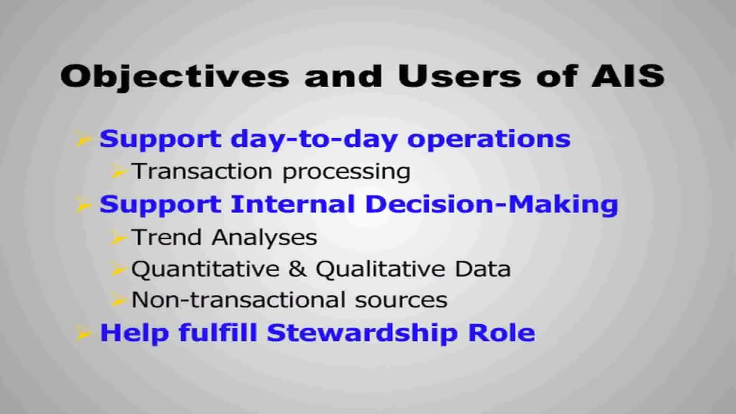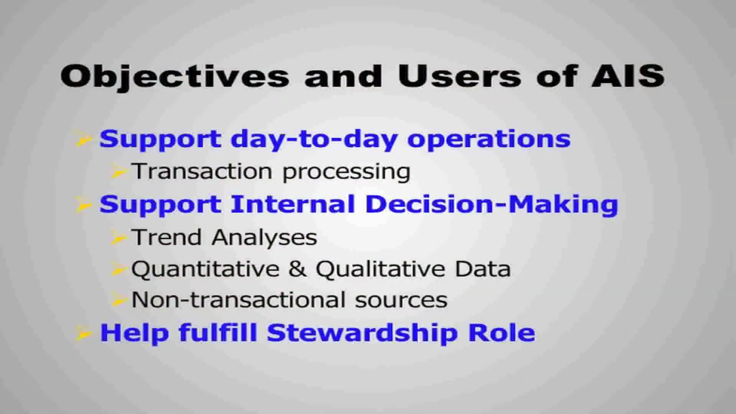Now, what are the objectives and users of accounting information system? We will have insight of it. Support day to day operations, that is via transaction processing of the order entries, vouchers, bills, this could be done. Support internal decision making. Trend analysis shall be used as a support of internal decision making. So, trend analysis reports would be generated with AIS departments. Quantitative and qualitative data reports shall be supporting aid for decision making.